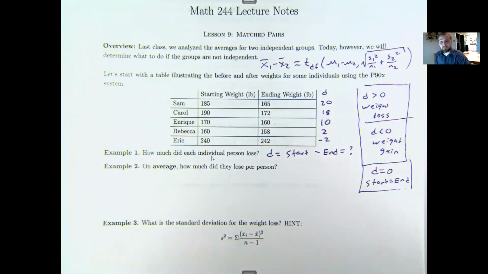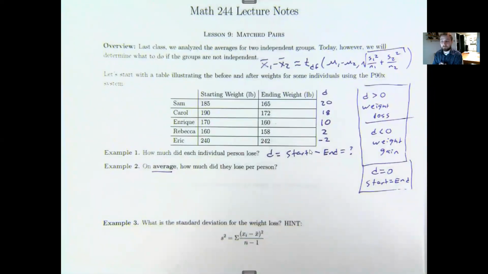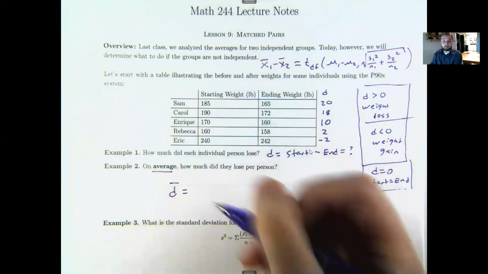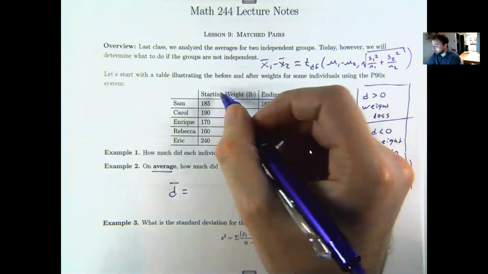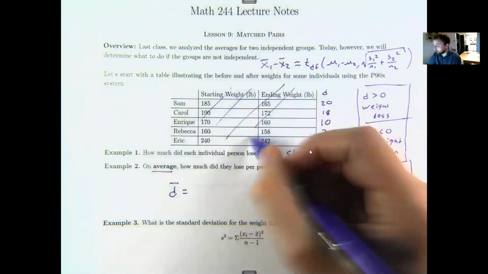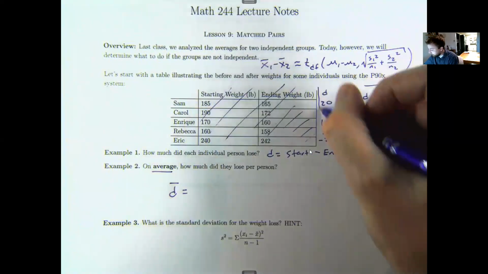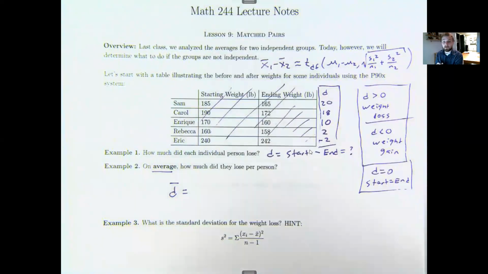And it might be the case that on average people are losing a fair amount of pounds, or it might be the case that they're gaining pounds. So let's try to figure out what's happening on average per person. So I'm going to find an average for those differences. And I'm just going to pretty much ignore the starting weight and ending weight because I don't really care where they started or ended. I'm just concerned about what was their difference from the start to the end.